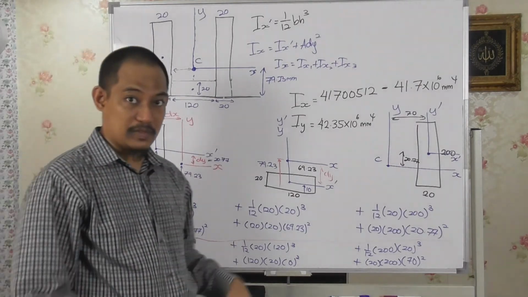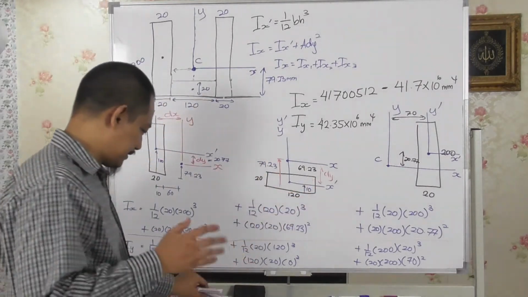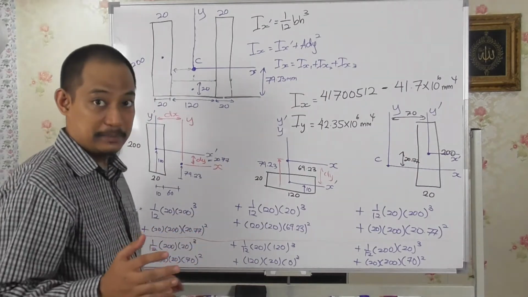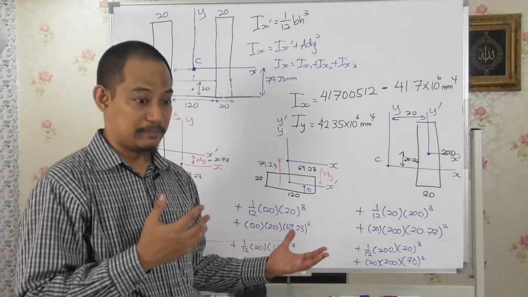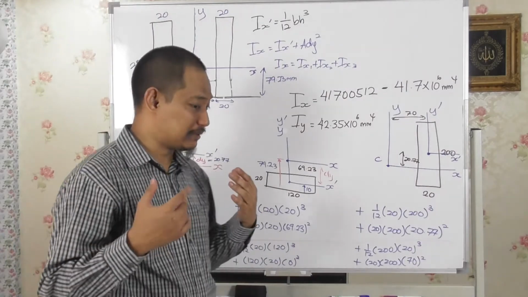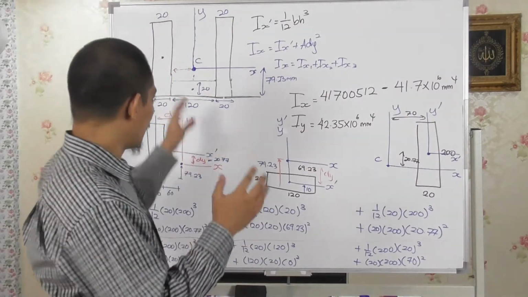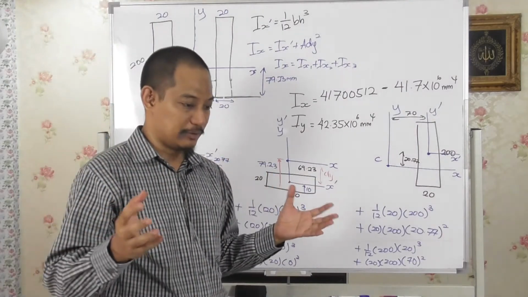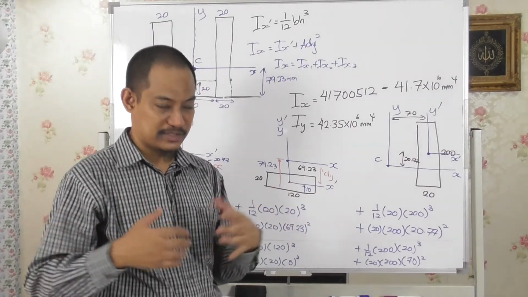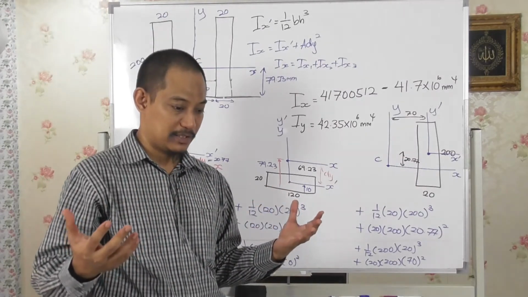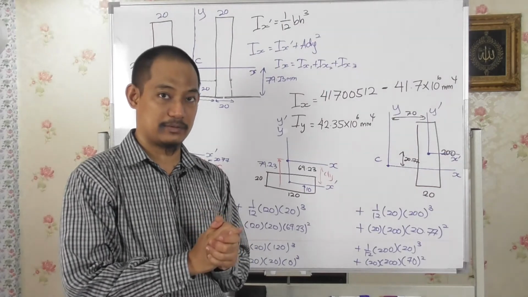Okay, so that's the easier example because everything is rectangular. So in the next example, we'll have a composite area where we have not just rectangular shapes, and we'll still try to do the same thing, right? So to the next example.